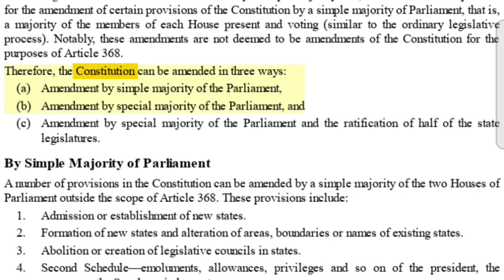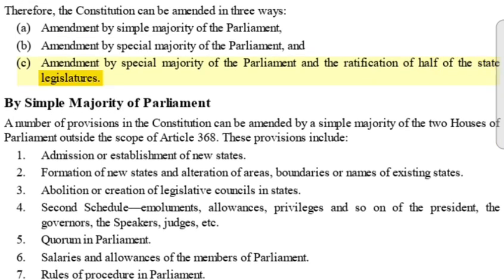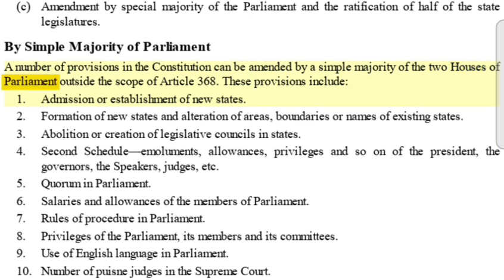Therefore, the Constitution can be amended in three ways: A. Amendment by simple majority of the Parliament, B. Amendment by special majority of the Parliament, and C. Amendment by special majority of the Parliament and the ratification of half of the state legislatures. By simple majority of Parliament, a number of provisions in the Constitution can be amended by a simple majority of the two Houses of Parliament outside the scope of Article 368.